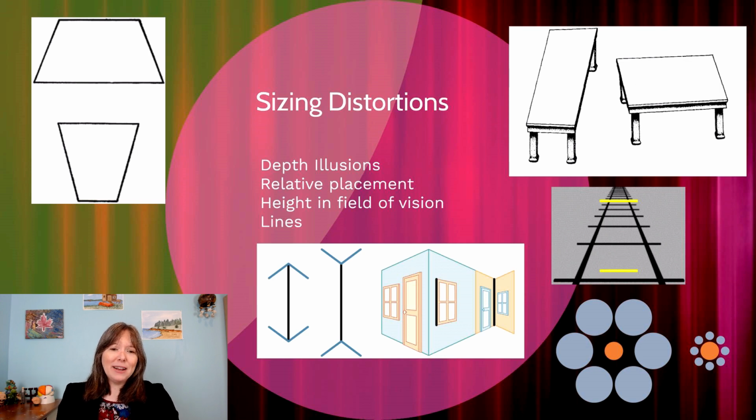So again, this is what's happening. We're looking at the relative placement. We're looking at the height in our visual field. We're assuming things are further away in some instances. And this sense of linear perspective is telling us about depth, which is really tripping us up.